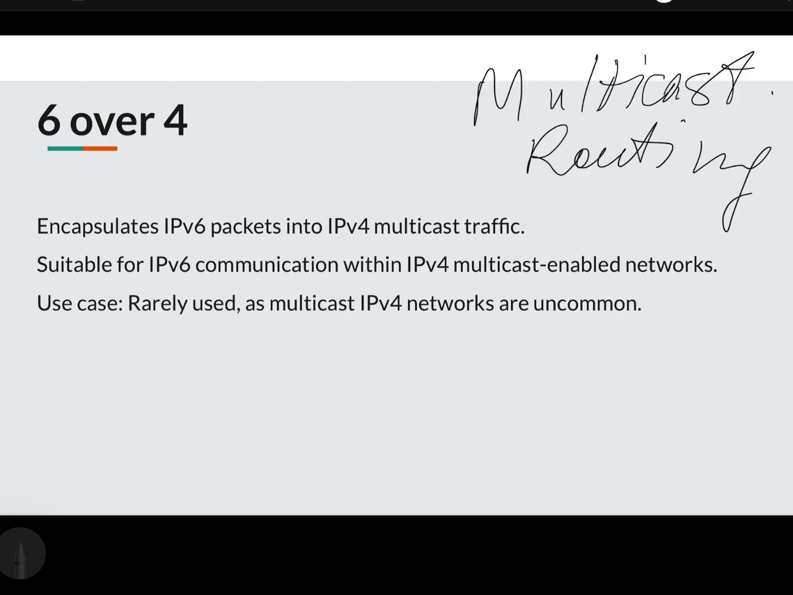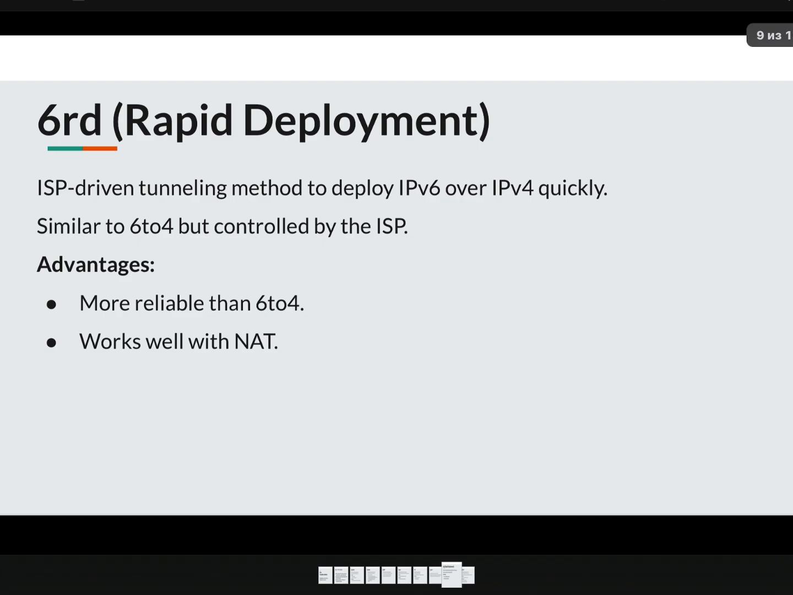So next one, 6RD. IPv6 rapid deployment is a tunneling method that allows internet service providers to deploy IPv6 over the existing IPv4 infrastructure quickly. It's an enhancement of 6to4, but managed directly by the ISP, making it more reliable and effective.